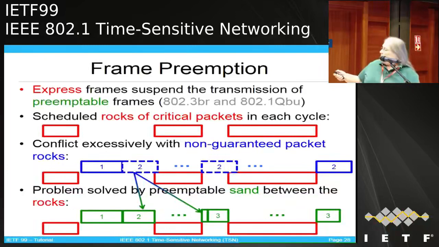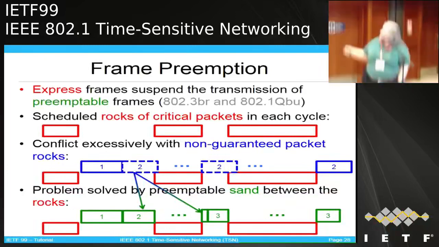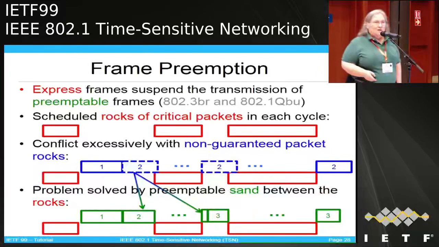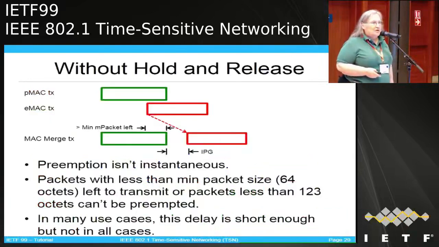So in this case, it's okay that there's not enough room to finish sending packet 2. We can start it here and use the bandwidth, and then when the scheduled rock finishes, we can finish sending packet 2 and start sending 3, and again, continue it after the next scheduled rock. So that's why we did it, so we could efficiently use the bandwidth while having the scheduled traffic and the traditional traffic sharing the same links.